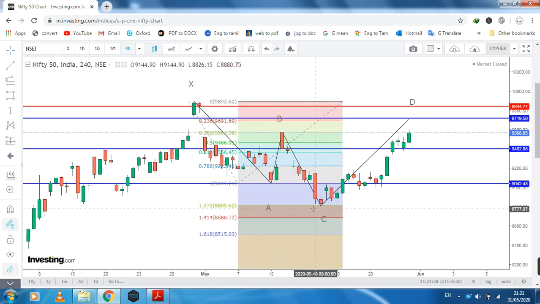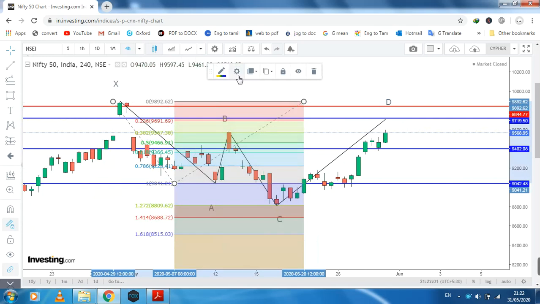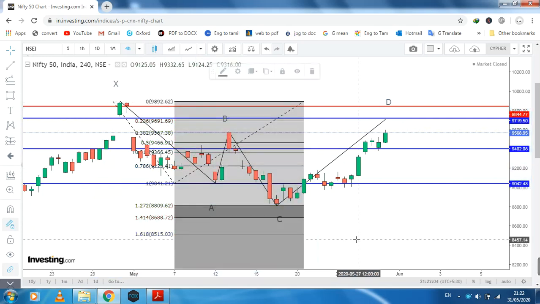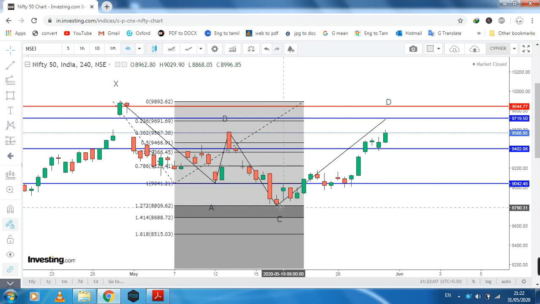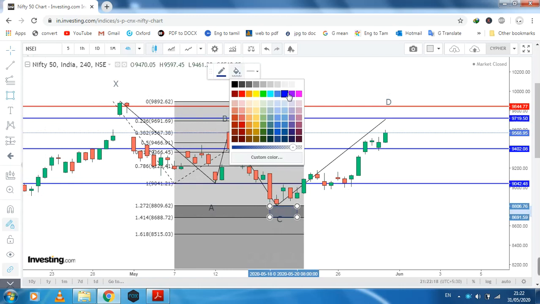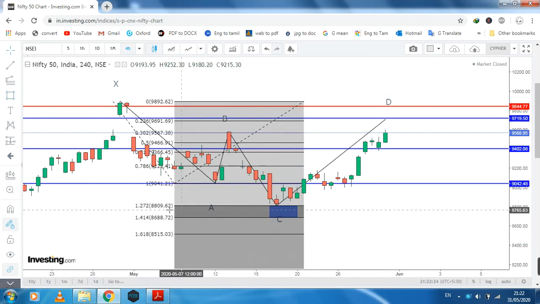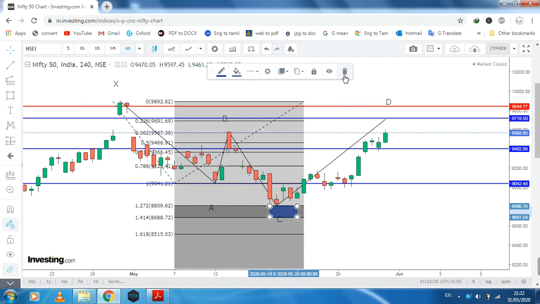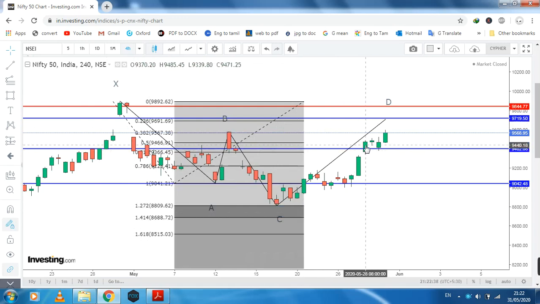After that, what is this level? This touch, you can clearly see this point. This touch is 1.272. The valid Cypher has this area. This is the valid Cypher area from 1.27 to 1.41. So this touched 1.27, so this is valid. After that, we need to go and check CD.